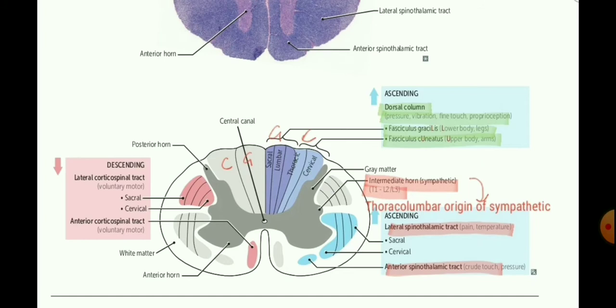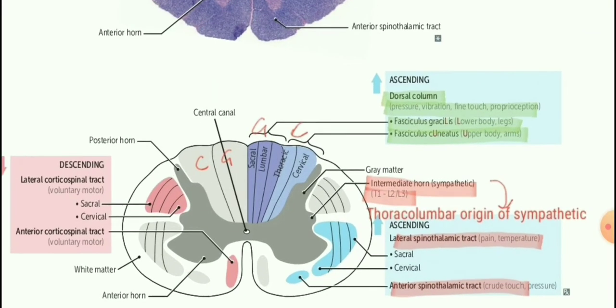There are two important ascending tracts. One is the dorsal column, because it is present dorsally, it is called dorsal column, and it ascends all the way in the spinal cord, so it makes a column. And the other are lateral and anterior. So they are combined, called the anterolateral pathway, or anterior and lateral pathways.